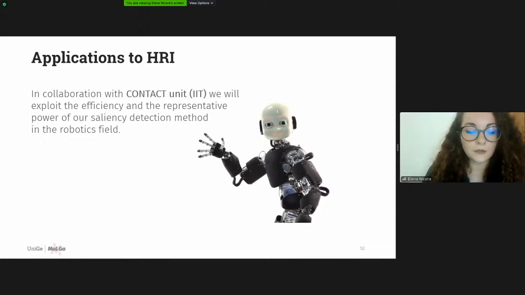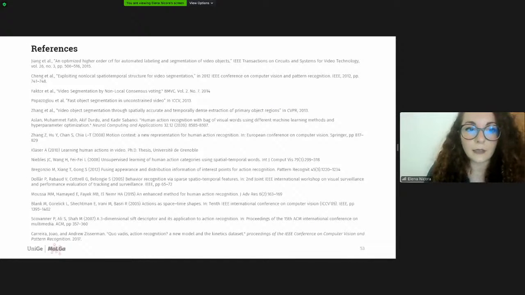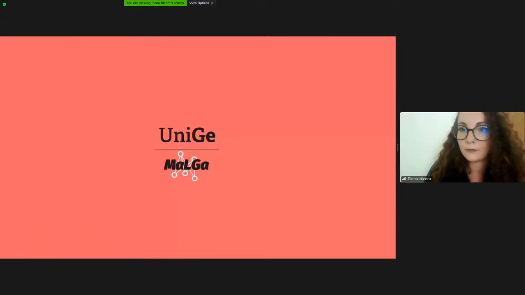In future experiments, we are planning to exploit this time and memory efficiency and of course this representative power to apply this saliency detection method in the robotics field in collaboration with the CONTACT unit at IIT. I think that's it, and thank you for being here.